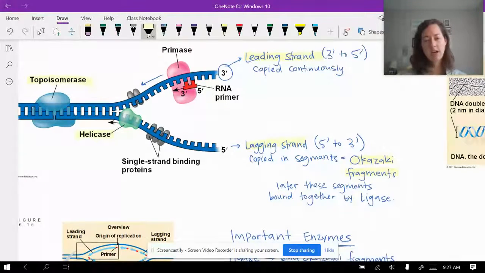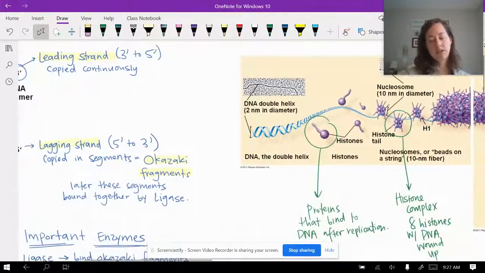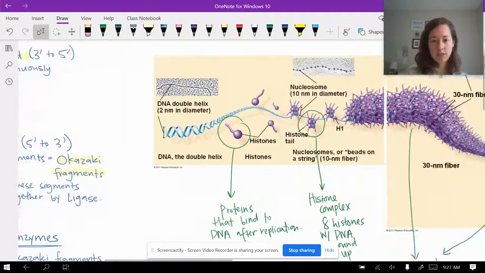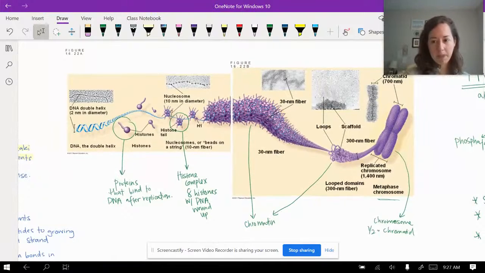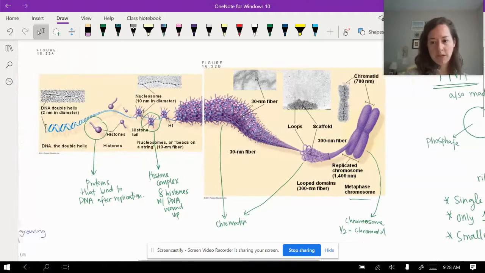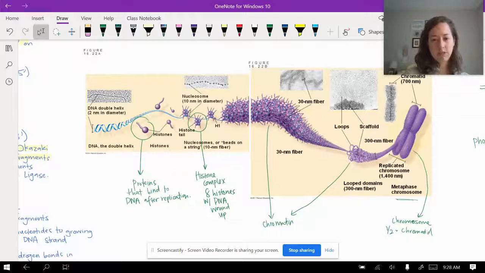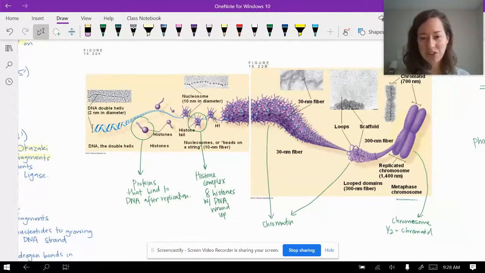Before I go any further, I just want to show the organization of DNA in your cells. So here's this diagram. It's really large, because you have so much DNA and it's hard to organize it. First of all, you have a double helix. That's your DNA. It is only 2 nanometers in diameter, so it's super, super small.